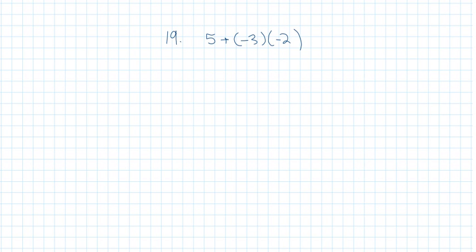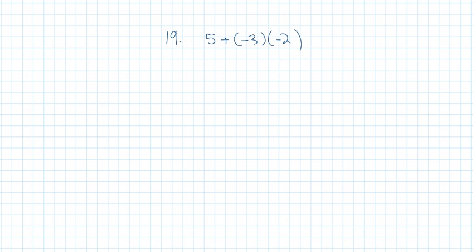5 plus negative 3 times negative 2. Okay? Now, what kind of operation do I have here? We have to do negative 3 times negative 2 first, and then 5 plus whatever. The answer is? Now, why negative 3 times the negative 2 first?